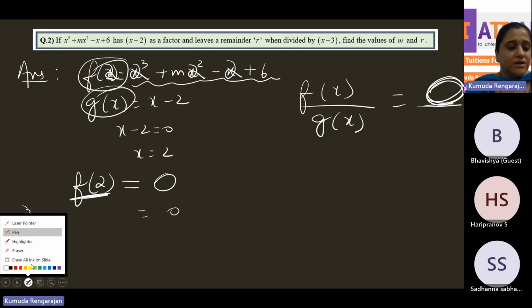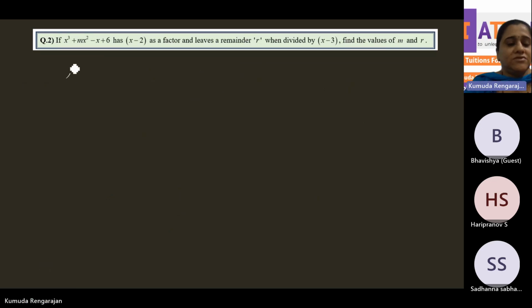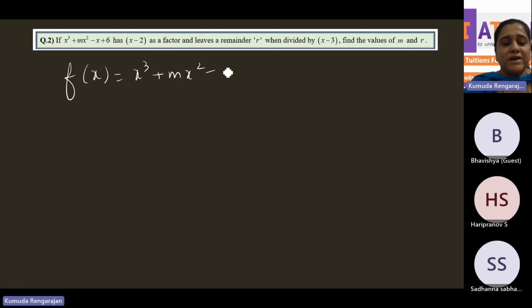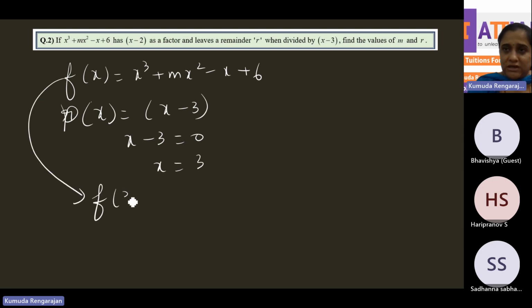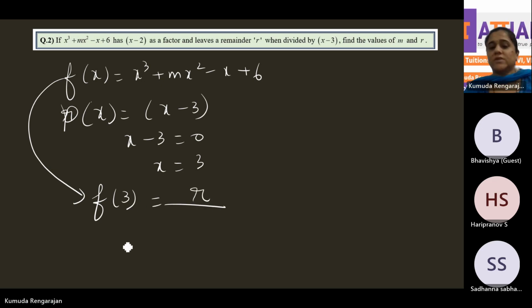Correct? That's one thing. The next thing is the same dividend f of x, x cubed plus mx squared minus x plus 6, when it's divided by, maybe you can call it p of x is equal to x minus 3. Equated to 0, you get x is equal to 3. When you find f of 3, the remainder is r. When you find f of 3, what is the remainder? It is r, it's given there.